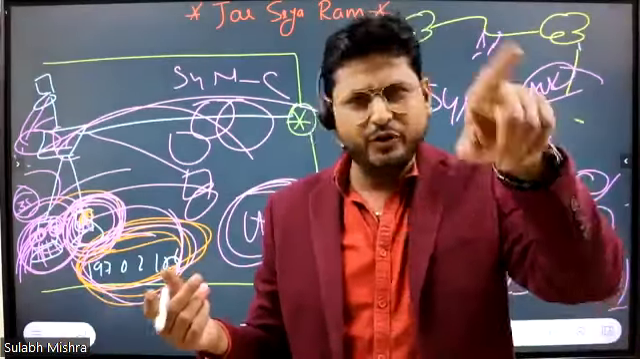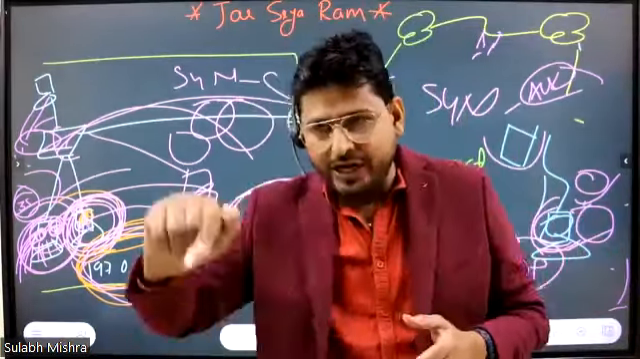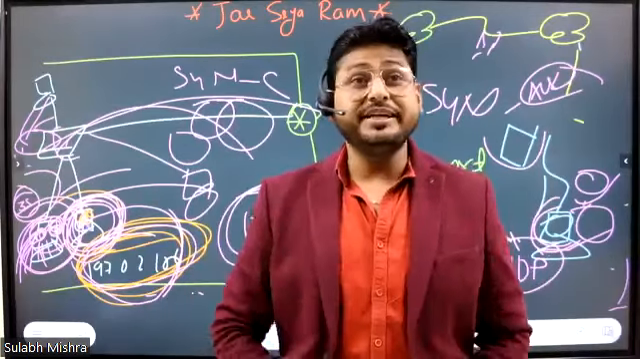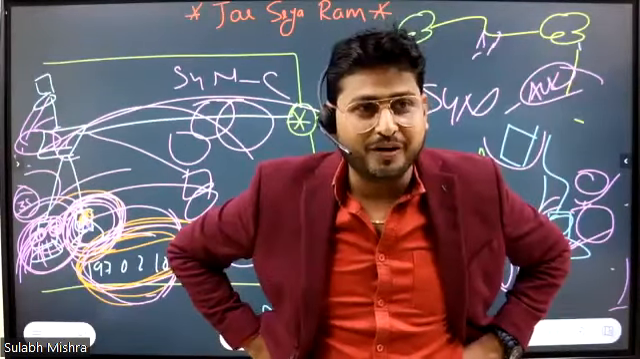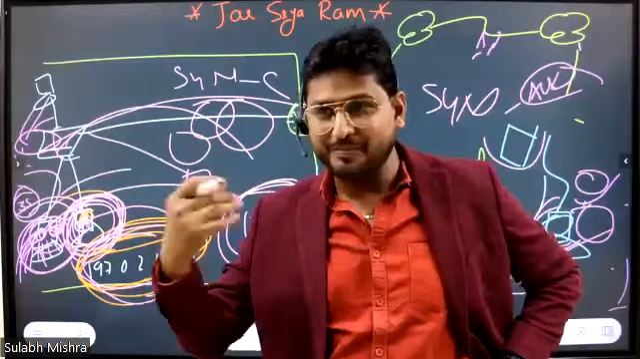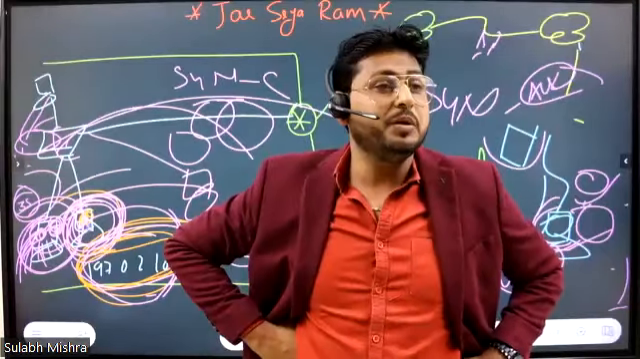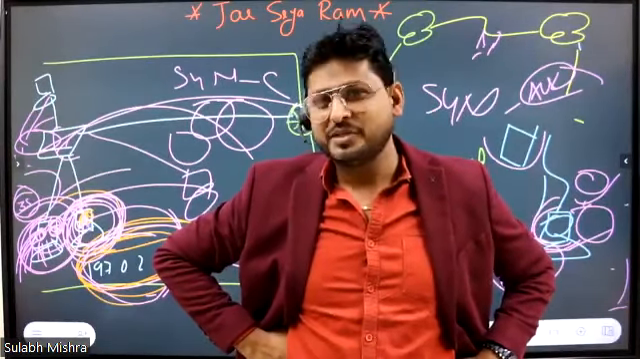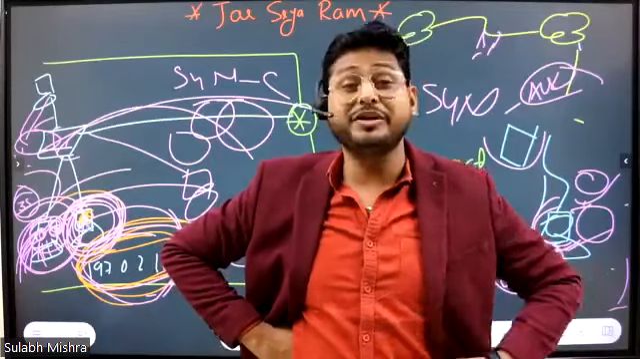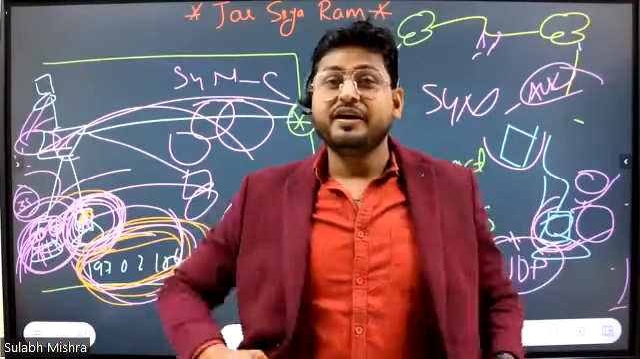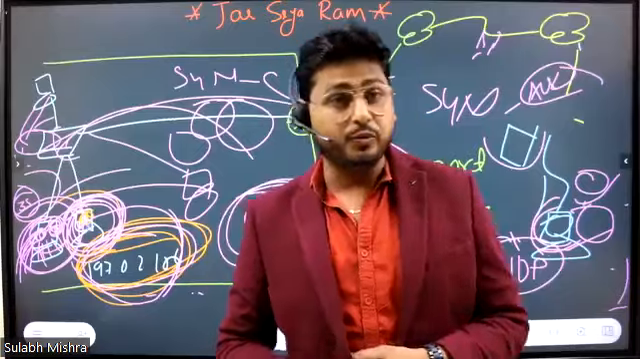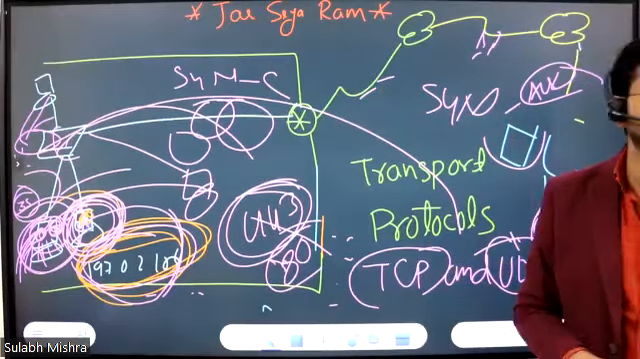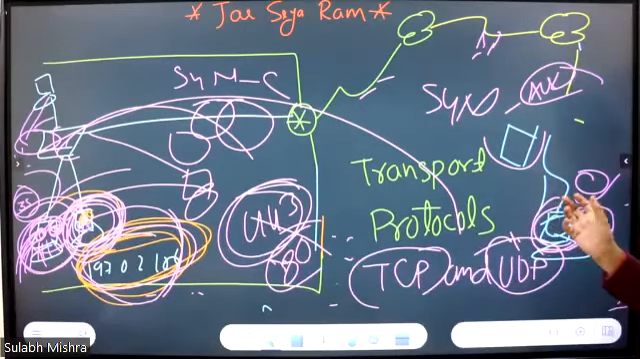I explained it in the video, you watch it again, okay? And note down, this is important. We call TCP a connection-oriented protocol because it establishes the connection before the actual communication happens, while UDP is a connectionless protocol. That means it does not establish the connection. TCP is guaranteed delivery of data, but UDP is not guaranteed delivery of data.